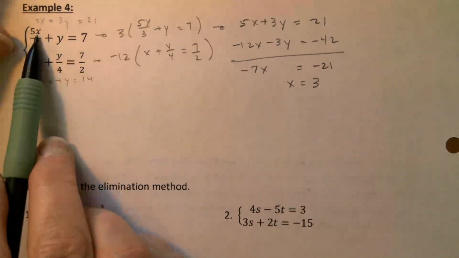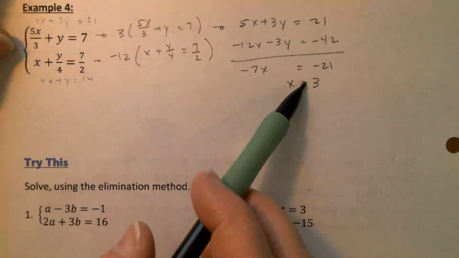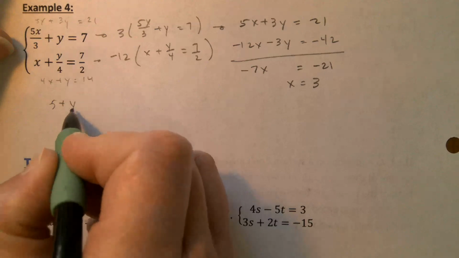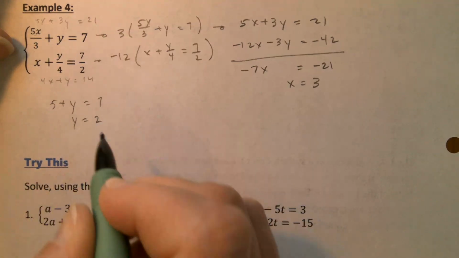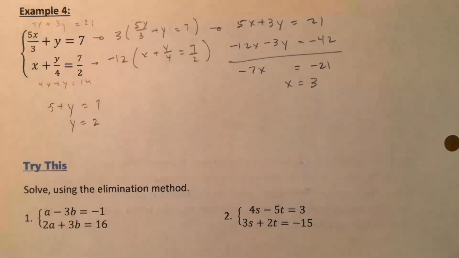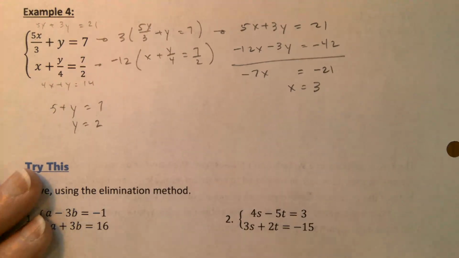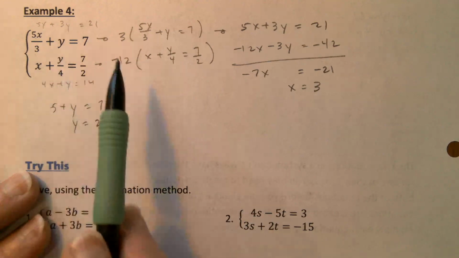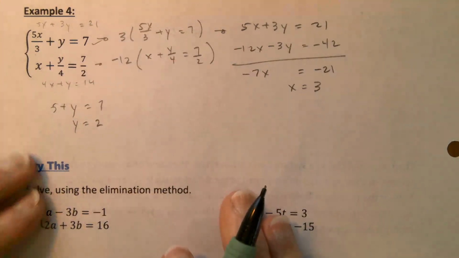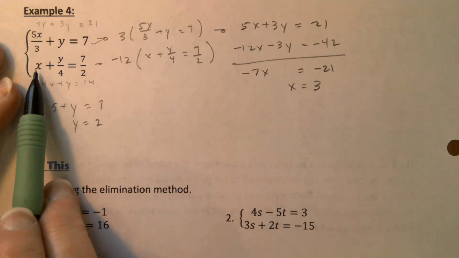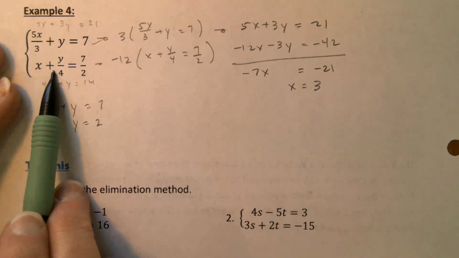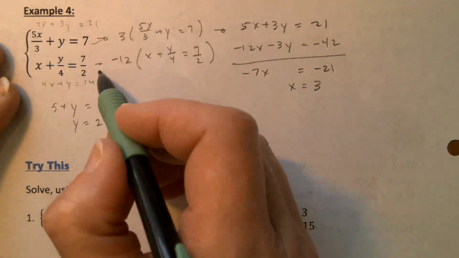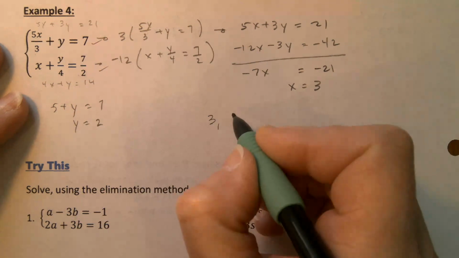So I'm going to plug it into this first one just because this 3 will eliminate the fraction here. So this becomes 5 plus y equals 7. So y is equal to 2. So 3 and 2 look pretty good. So let's double check them. Okay. 5 times 3 is 15 divided by 3 is 5. 5 plus 2 is 7. So that one works. Here we would have 3 plus 2/4, which is 1/2. So that'd be 3.5, which is the same as 7/2. That one's true. So my solution then is 3, 2.